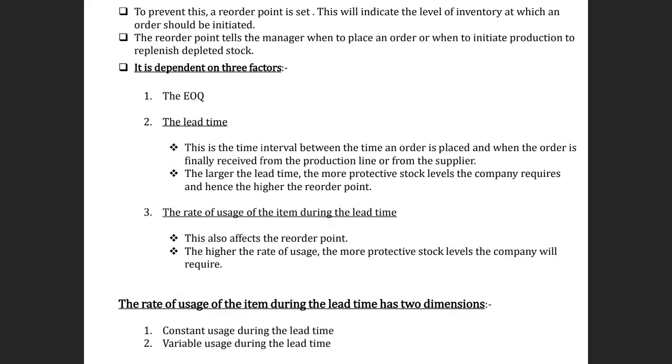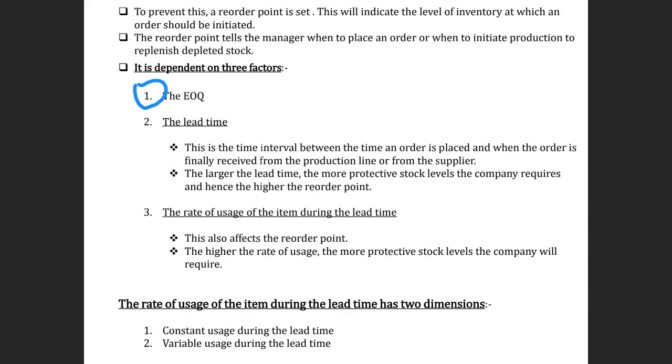All of it is explained to you here as well. And we're going to look at two different scenarios in terms of your reorder point and your usage during the time that you wait for an order to come in. So when we calculate your reorder point, it's based on three factors. It's based on your economic ordering quantity, which we've already looked at. We know how to calculate that.